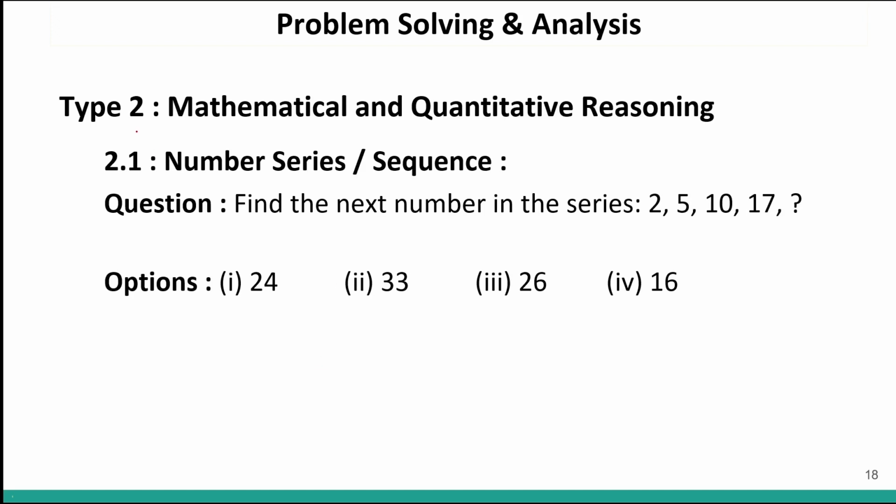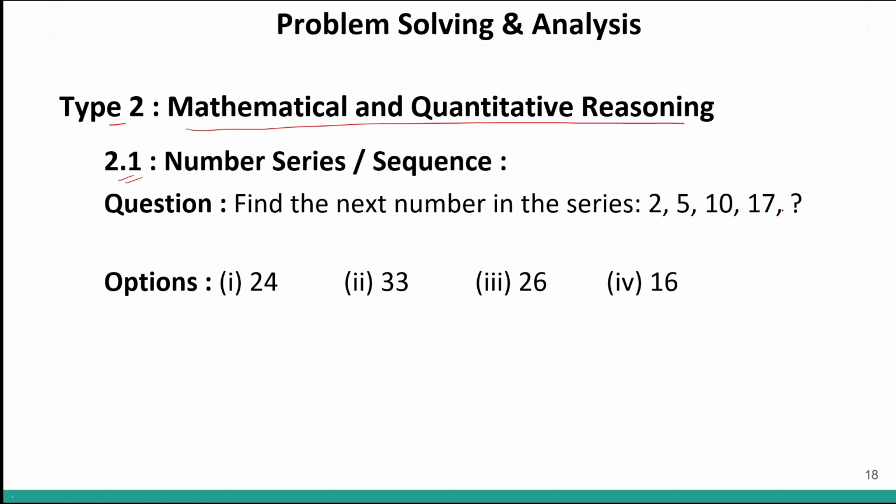Then type 2, mathematical and quantitative reasoning. Under this, the first is number series and sequence. We have already discussed this. In number series and sequence, we are given a series and we have to find the missing element. This missing element can be in any position. In this series, it is the last one that is missing, but it can be in any position.